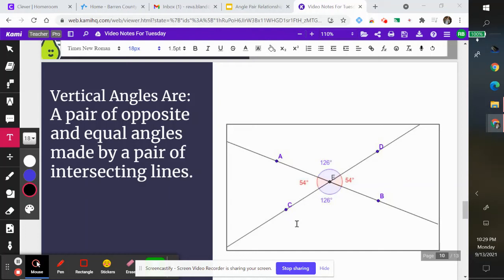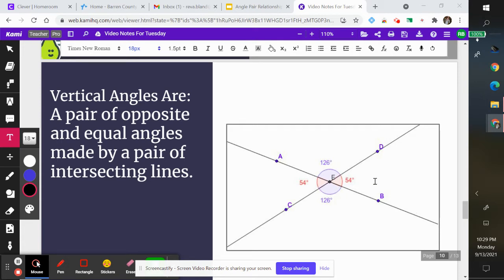All right, our last set of angle pairs that we're going to discuss today are vertical angles. Vertical angles are a pair of opposite and equal angles made by a pair of intersecting lines. So we've got intersecting lines CD and intersecting lines AB, and as you can see, they form four separate angles.